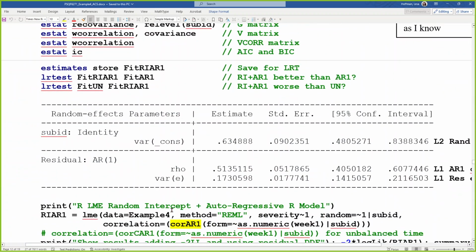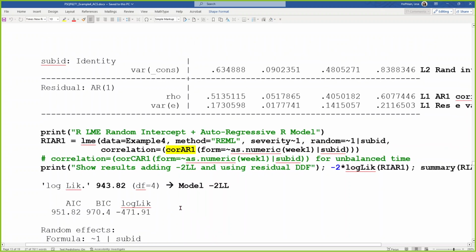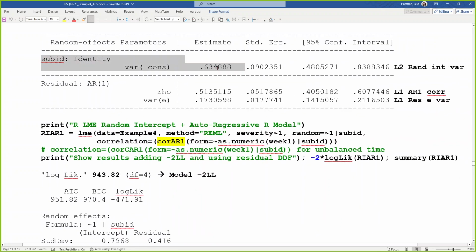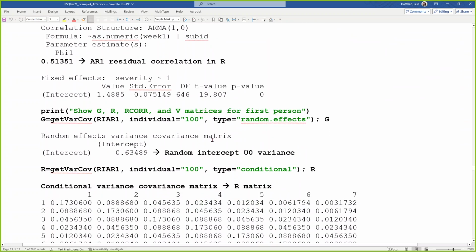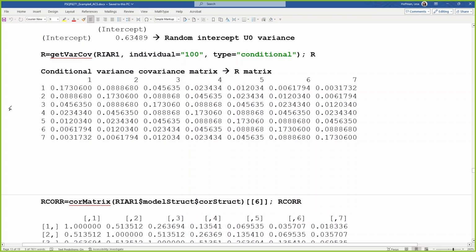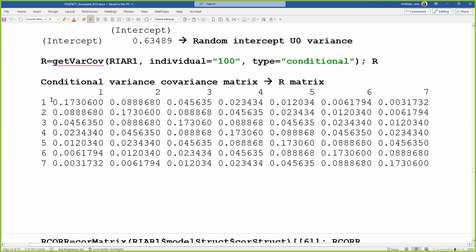In terms of the pattern that is being built, here's the Stata output. That's my random intercept variance. I have these labeled out here. Then I have rho as the autocorrelation, and then var E is the residual variance of the level 1 E's. Here's the pattern that it builds. So this is the R matrix. On the diagonal are the variances of the E's at each occasion. The off diagonal are the covariances that were created from the autoregressive correlation and these variances.